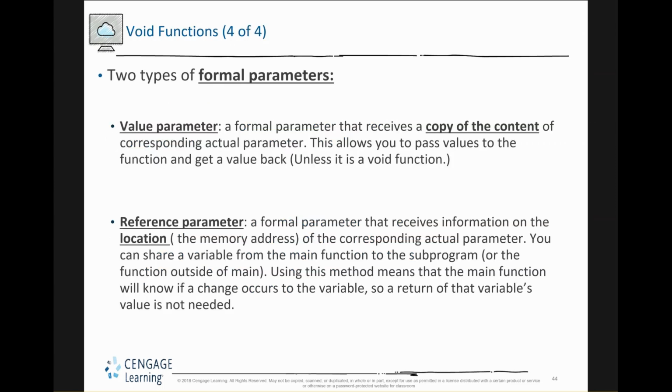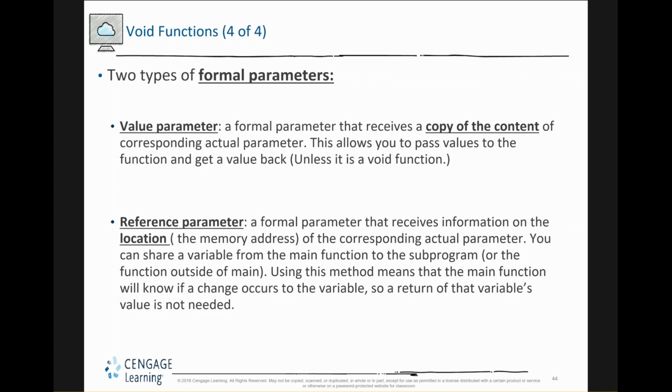Remember our definition for formal parameters? Try to think of the meaning. Formal parameters are the values inside the parentheses in the function heading. There are two types of formal parameters that you can use. One is called a value parameter. The value parameter receives a copy of the contents of the actual parameter. In other words, the actual parameter sends a copy of what those values are to the formal parameter.